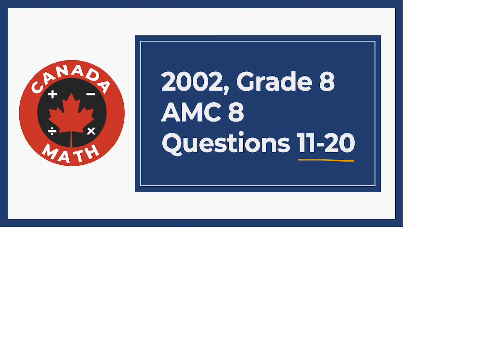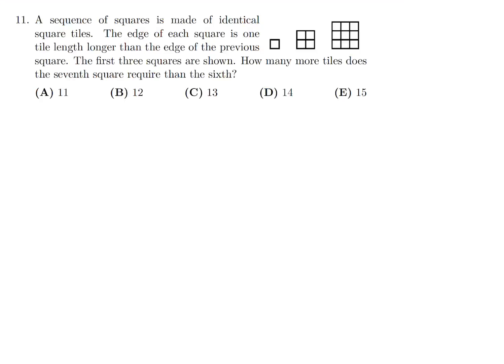Questions 11 through 20 on the 2002 Grade 8 AMC 8. A sequence of squares is made of identical square tiles. The edge of each square is one tile length longer than the edge of the previous square. The first three squares are shown. How many more tiles does the seventh square require than the sixth?